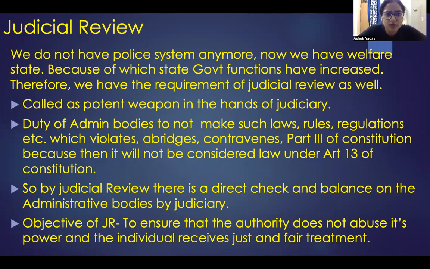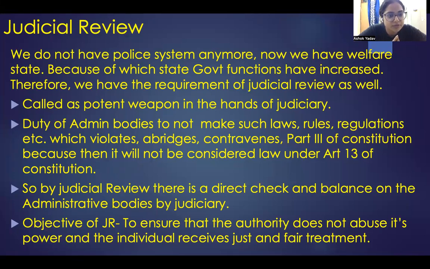Now, what is happening in India? Earlier, when there was a king system, there used to be a police system. But now we do not have a police state anymore. Now we have a welfare state, because of which the functions and intervention of the government have increased. Therefore, we have the requirement of judicial review as well. Judicial review has been called a potent weapon in the hands of the judiciary.